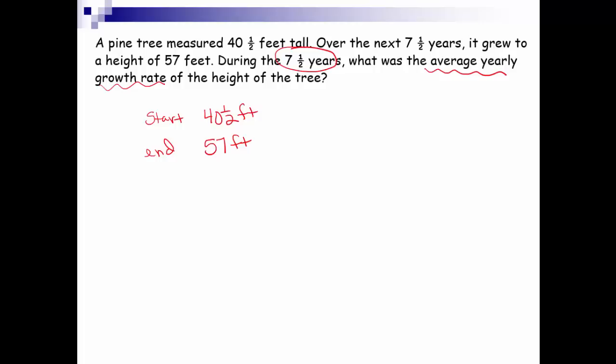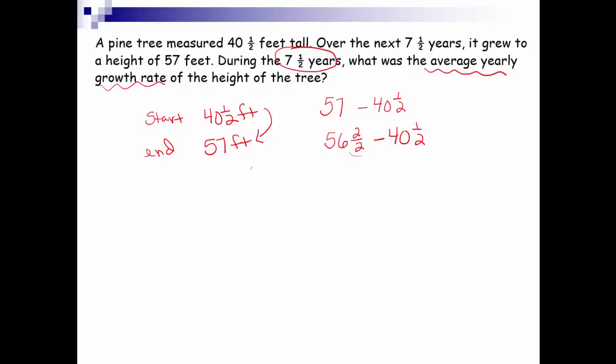Well, the first thing I want to see is how much did it grow over those 7.5 years? I know it grew from 40.5 up to 57. How much did it grow over that 7.5 years? Oh, I could just take my final answer, 57, and subtract off my 40.5. Now, if you want to subtract 40.5 from 57, I'm going to rewrite the 57 as 56 2/2 minus our 40.5. The reason I did that is because when I want to subtract, I need it to have a common denominator of 2.